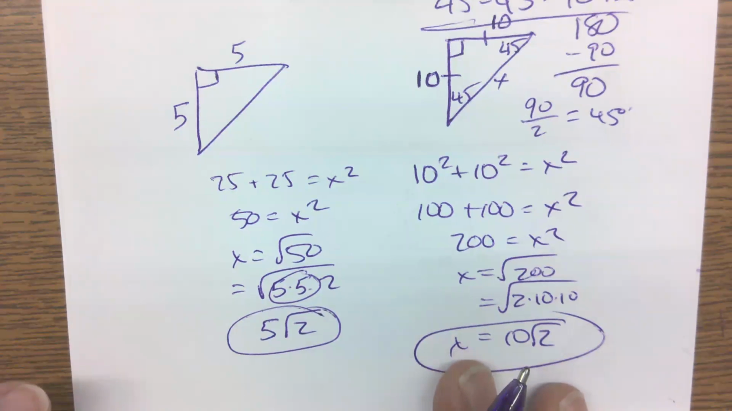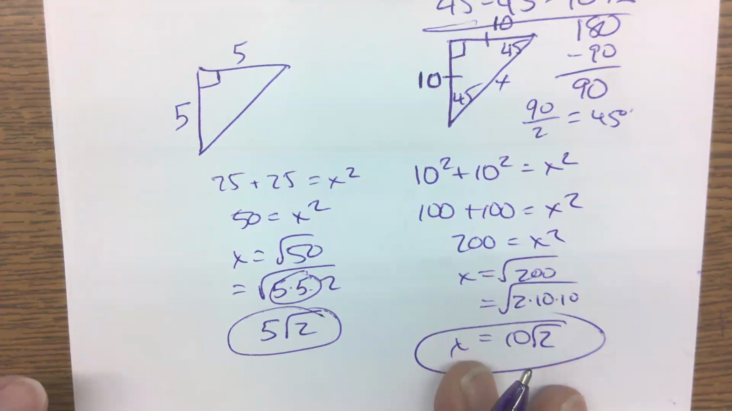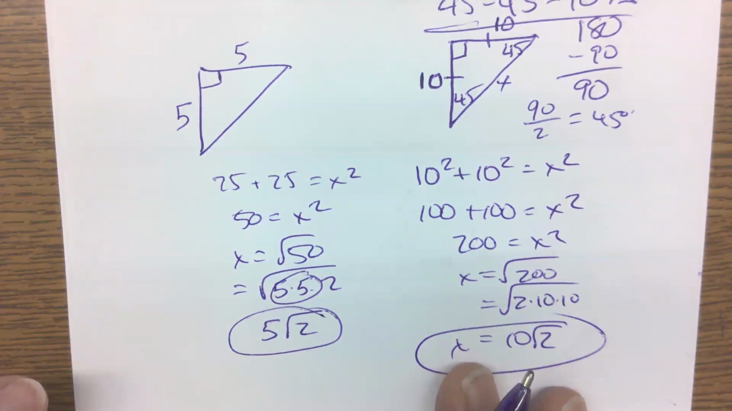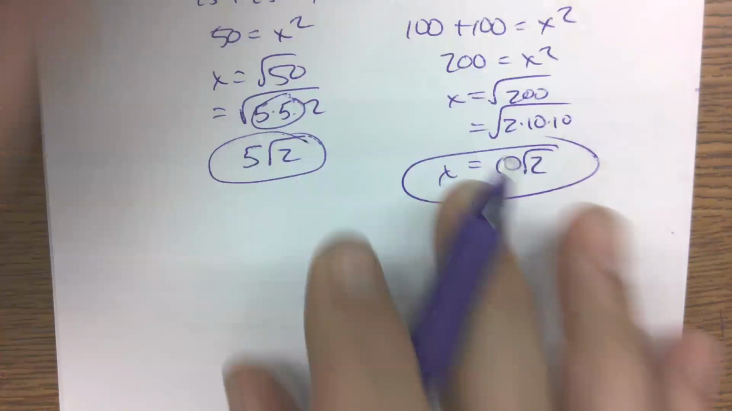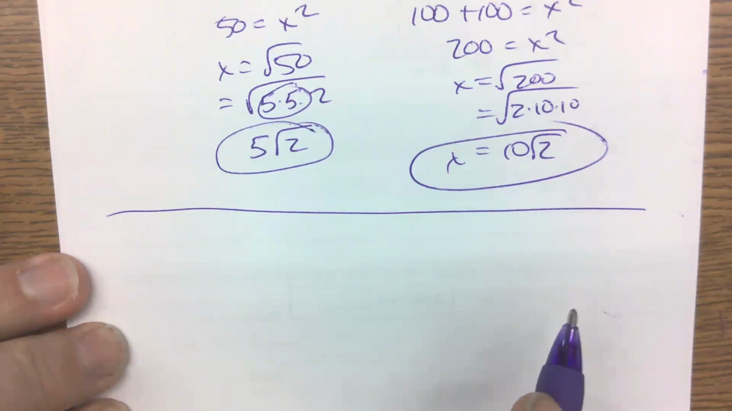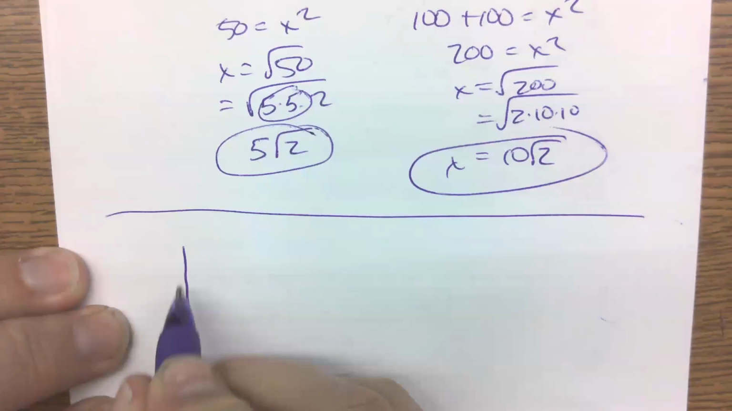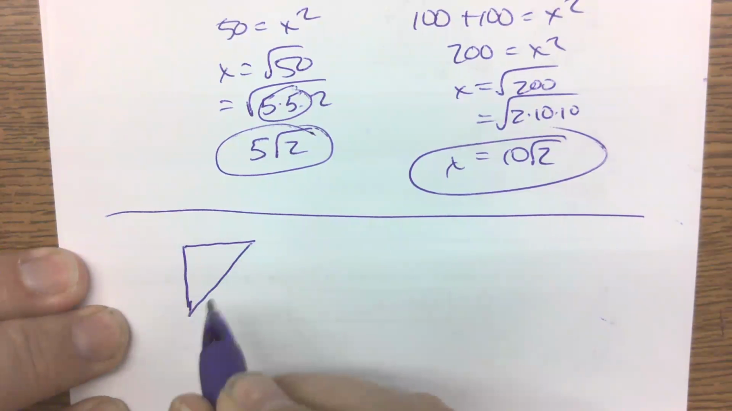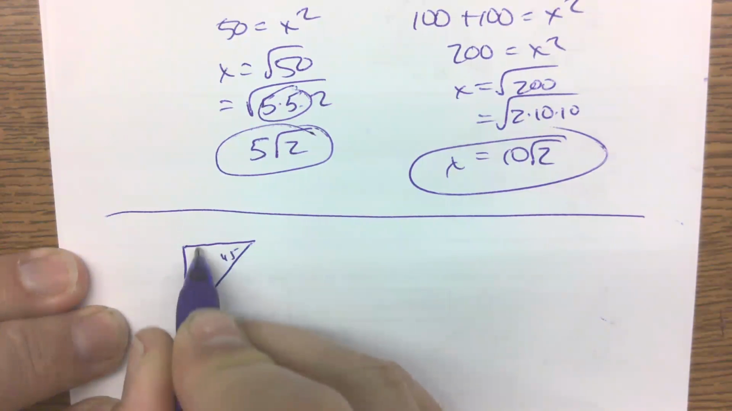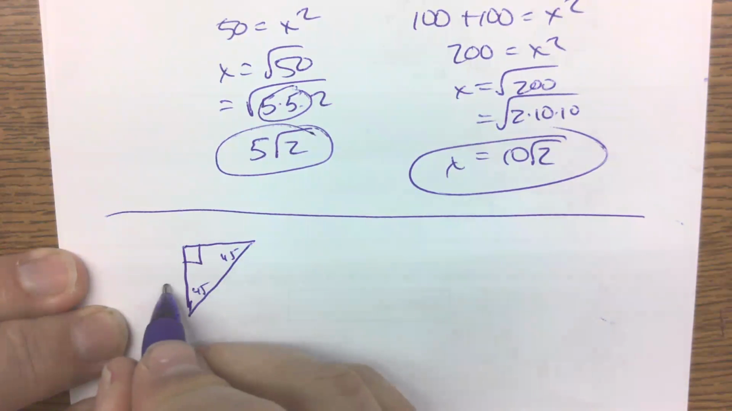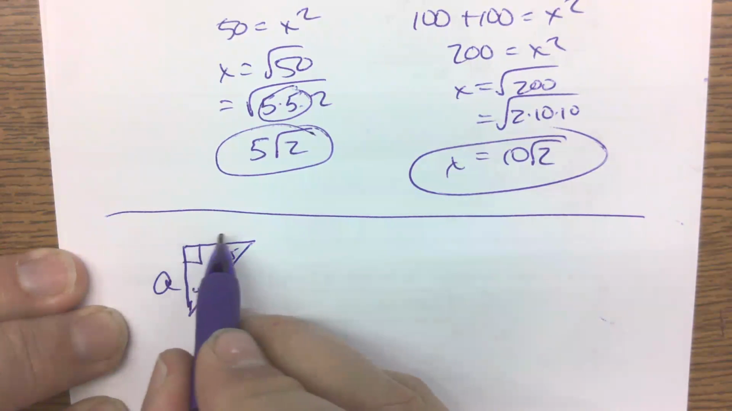Anyone have a conjecture they think might be true? The same, and that means that it'll be like outside of the square root, the same number outside of the square root. Okay, good. See if we can prove that. If we make a 45, 45, 90 triangle, and we call this side A, how long is this side?